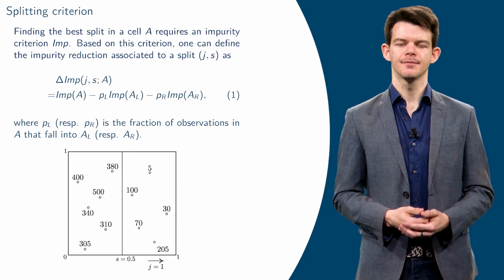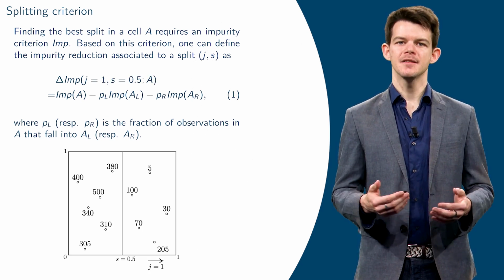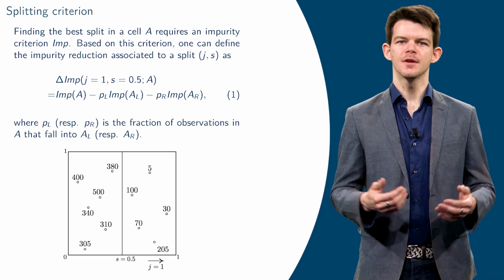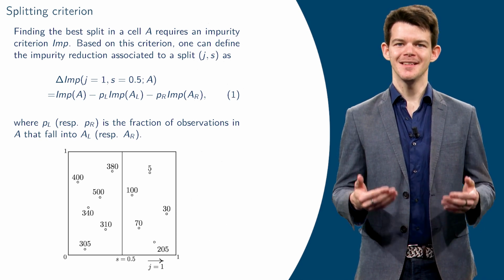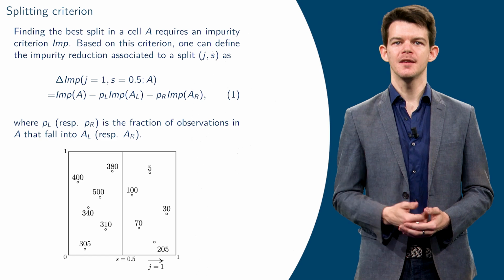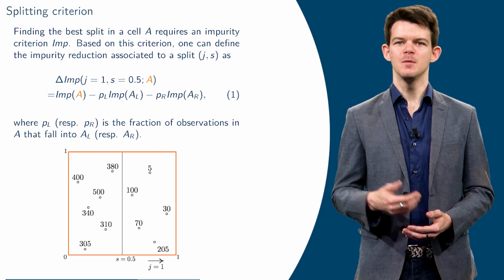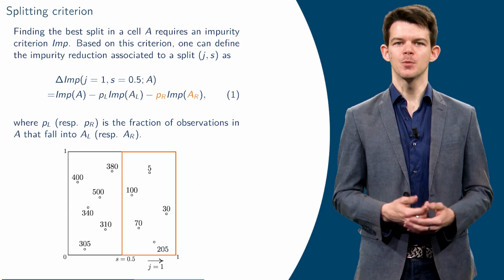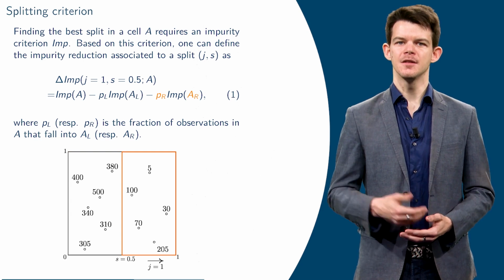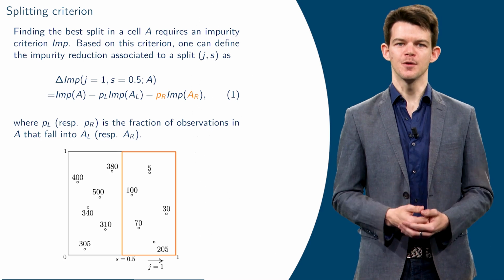Let's take an example. Let us consider the impurity reduction associated with the split J equal 1 and S equal 0.5. We therefore consider the split at position 0.5 along the first direction. To calculate this impurity reduction, let's first calculate the impurity in the initial cell. We then subtract from this impurity the impurity in the left cell, weighted by the proportion of points in the left cell, and we also subtract the impurity in the right cell, weighted by the proportion of points in the right cell. This is a calculation of the impurity reduction for the split J equal 1 and S equal 0.5.